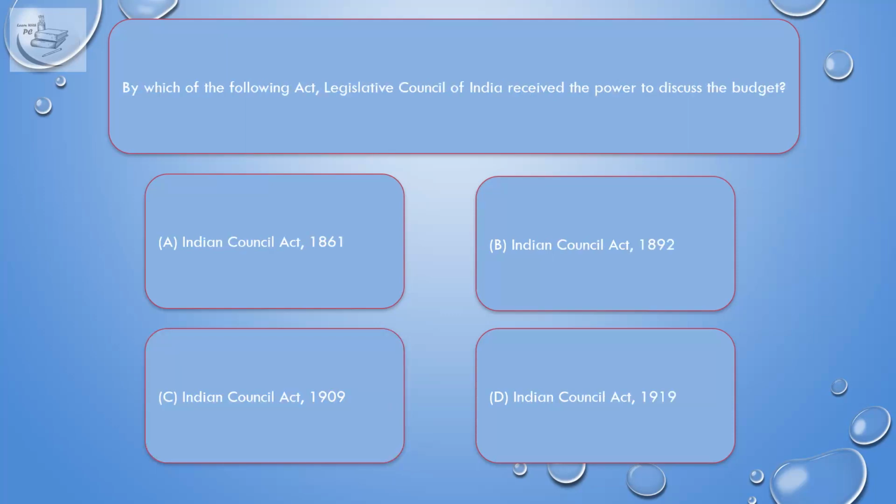Question: by which of the following act Legislative Council of India received the power to discuss the budget? A. Indian Council Act, 1861. B. Indian Council Act, 1892. C. Indian Council Act, 1909. D. Indian Council Act, 1919. Correct answer is B. Indian Council Act, 1892.